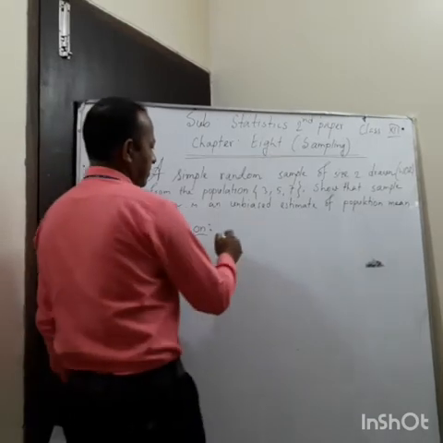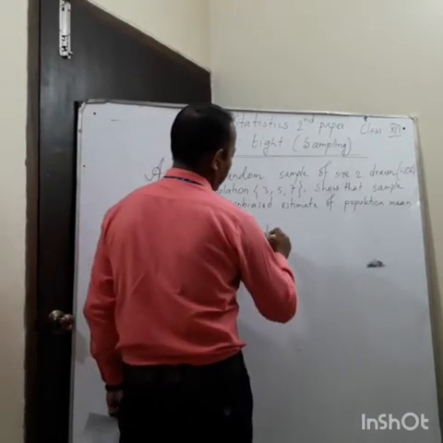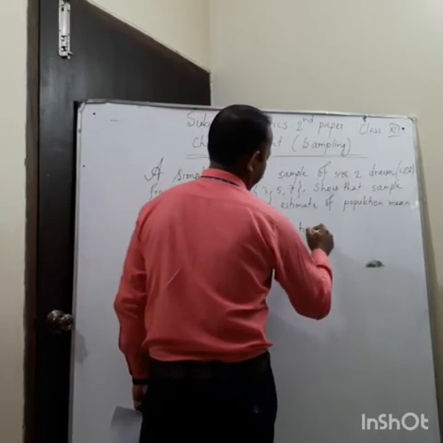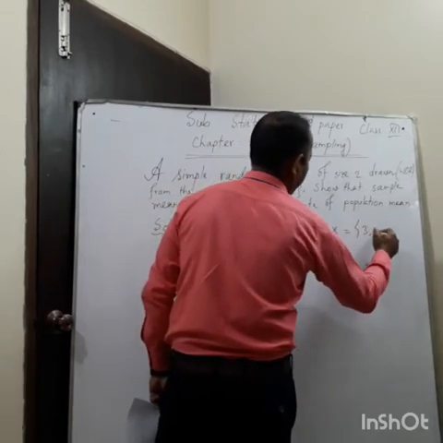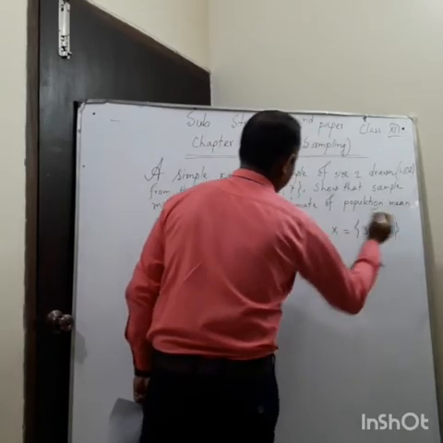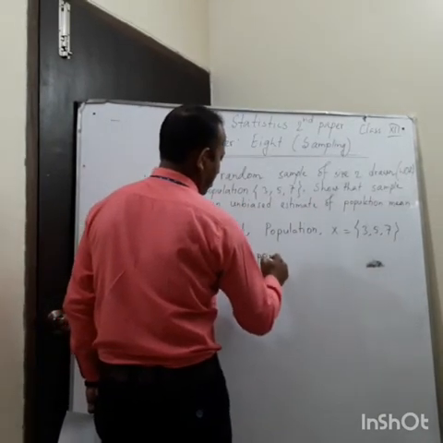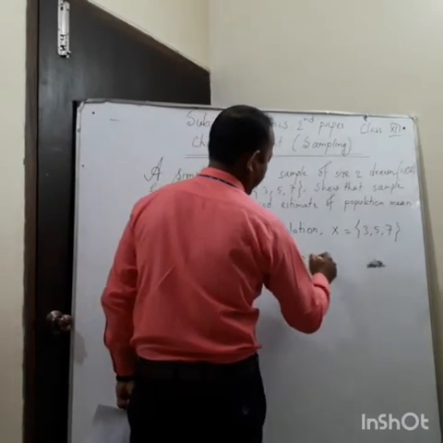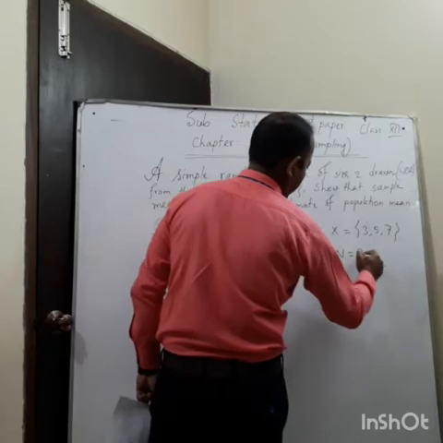Firstly, let the population X equal to 3, 5, 7 and population size capital N equal to 3.